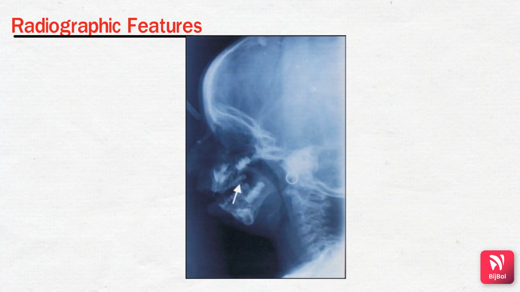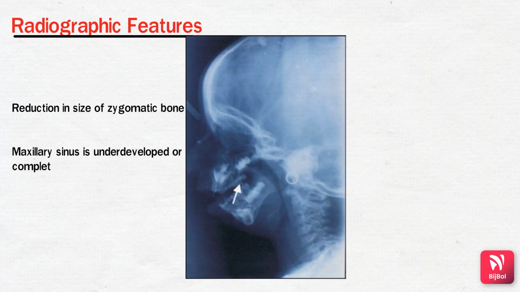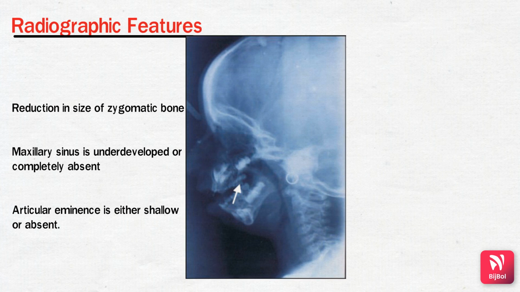Moving to the radiographic features. There is reduction in the size of the zygomatic bone. Maxillary sinus is underdeveloped or completely absent. Articular eminence is either shallow or absent. Mastoid air cells are reduced or absent. Jaws will show hypoplasia and teeth will show partial anodontia and malformation of the teeth.